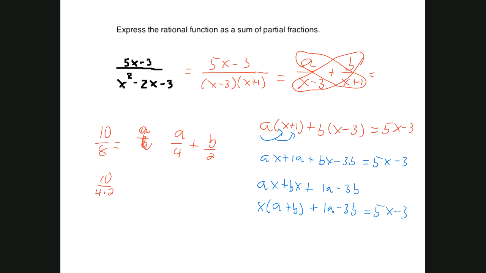And this is where it gets really interesting. I know that 5 times x, that's what it has to equal. Doesn't this have to equal 5 times x? Because x times this has to equal this part of the function, doesn't it? So I'm just going to say a plus b has to equal 5. And then I know 1a minus 3b has to equal negative three.